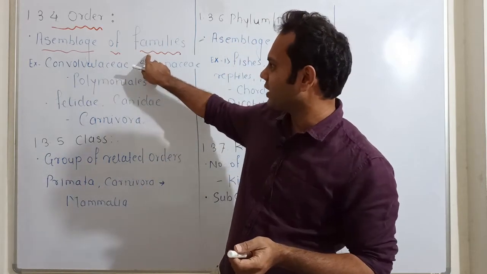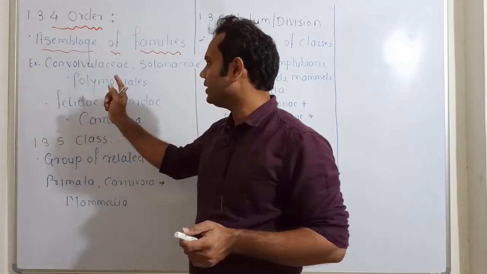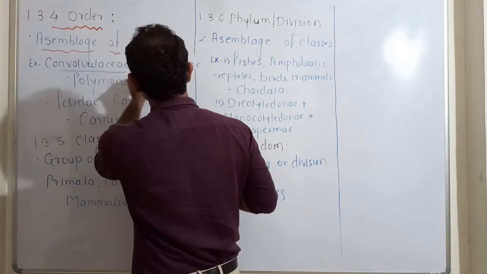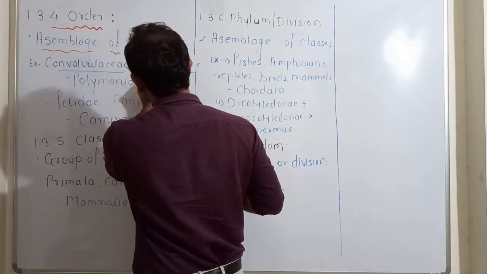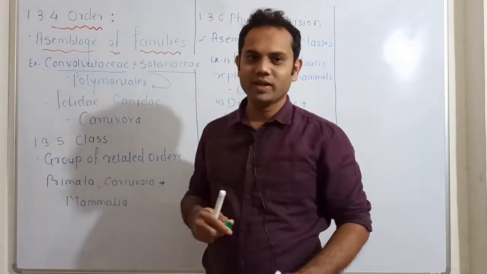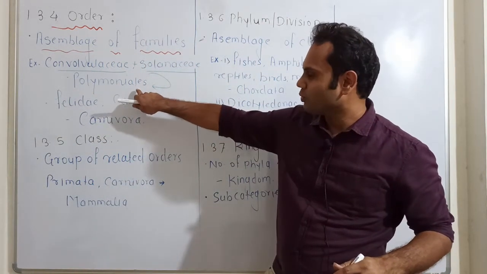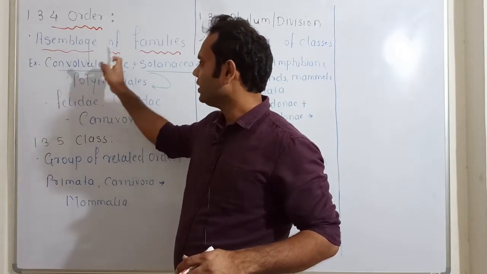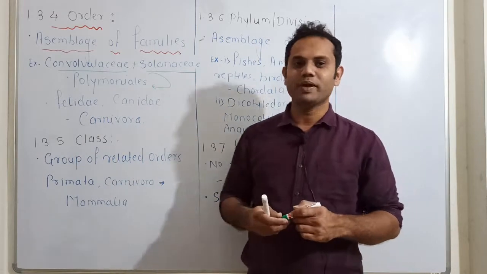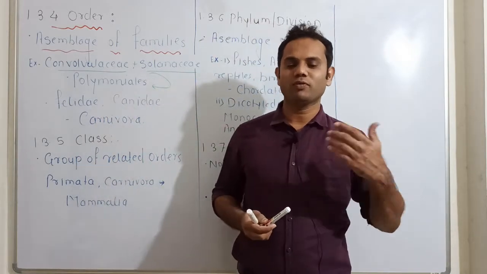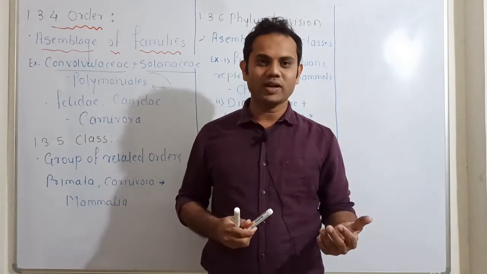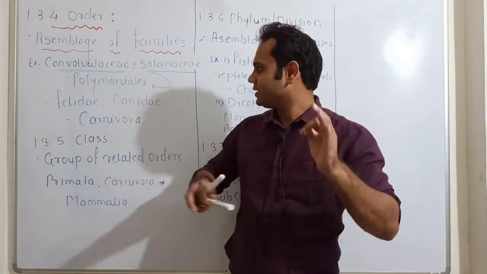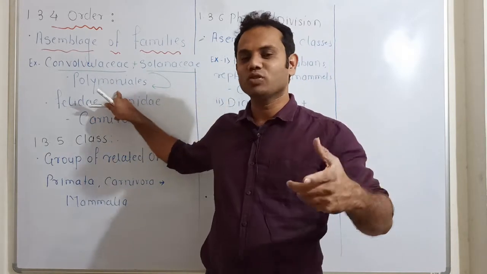For example, here in the case of families, different families like the Convolvulaceae family and the Solanaceae family, these two families are placed in the order Polemoniales. So here Polemoniales is your order which contains the families Convolvulaceae and Solanaceae based on certain characteristics. It might be the floral characteristics, that is the reproductive characteristics, or certain vegetative characteristics, and on the basis of that they are grouped in this order.